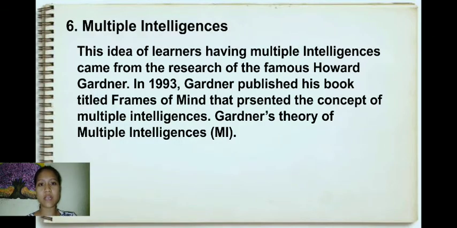Now the next topic is number 6, which is multiple intelligences. This idea of learners having multiple intelligences came from the research of the famous Howard Gardner. In 1993, Gardner published his book titled Frames of Mind that presented the concept of multiple intelligences. Gardner's theory proposes that we are able to know the world through language, logical-mathematical analysis, spatial representation, musical thinking, the use of the body to make things, understanding of other individuals, and understanding ourselves.